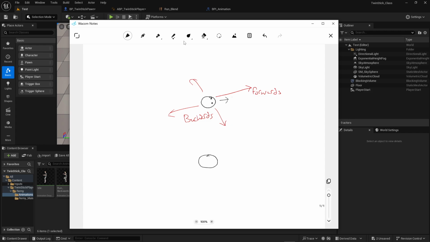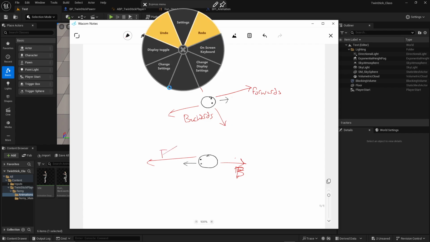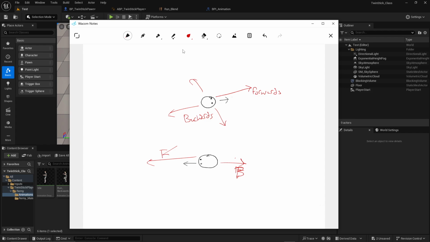So if they're facing the other direction now, this becomes forwards. I'm sorry, this becomes backwards. So what was forwards is now backwards. This becomes forwards, and this now becomes left and right.